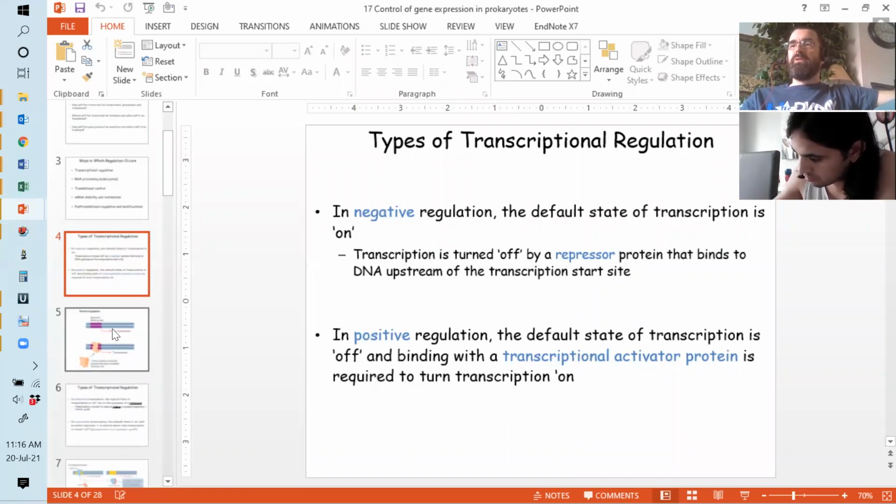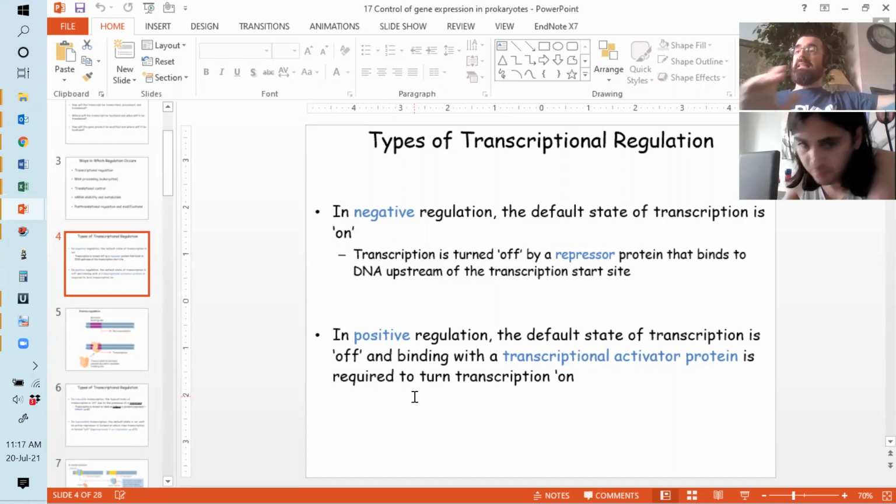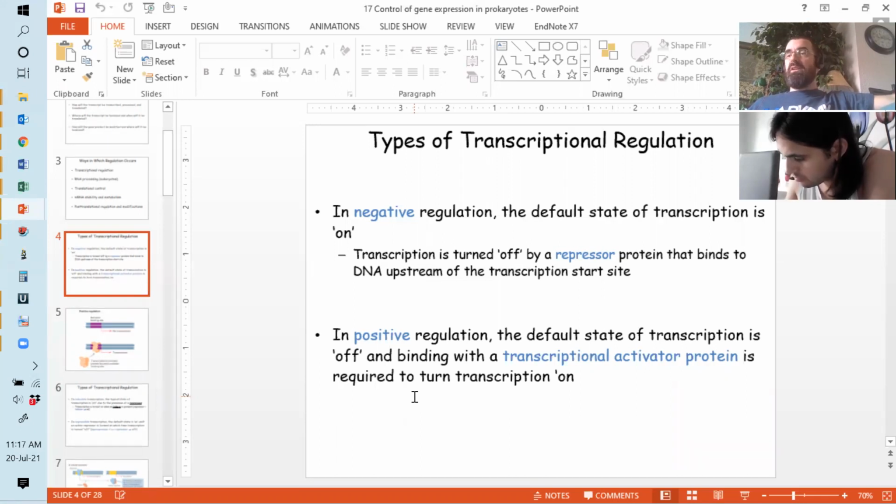It's kind of the opposite of what I'm about to show you on the next page. In positive regulation, it's the opposite. So normally, in the absence of anything, just plain DNA, no other factors involved, there is no transcription. So the default state is off. You need to add something. And that something is typically a protein, a transcriptional activator protein in eukaryotes, required to turn transcription on.